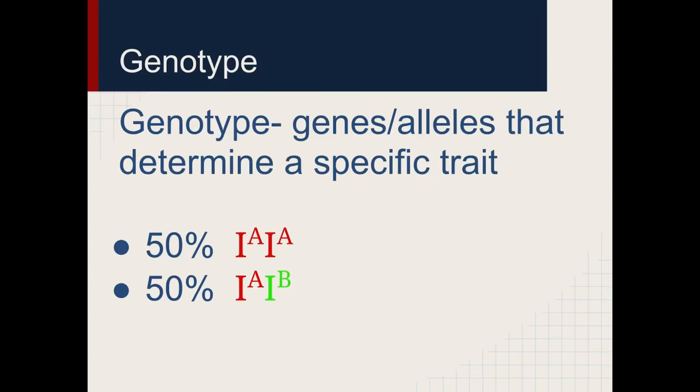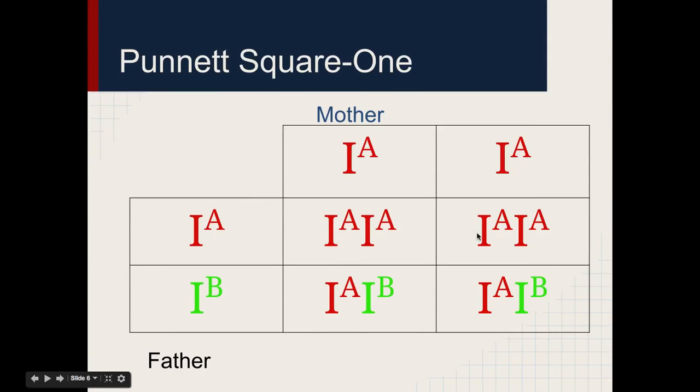To do genotypes: a genotype is a gene or allele that determines a specific trait. With this couple and these alleles, we have a 50% chance of IA, IA, and a 50% chance of IA, IB. Looking at the Punnett square, you see the 50% of IA, IA and the 50% of IA and IB.